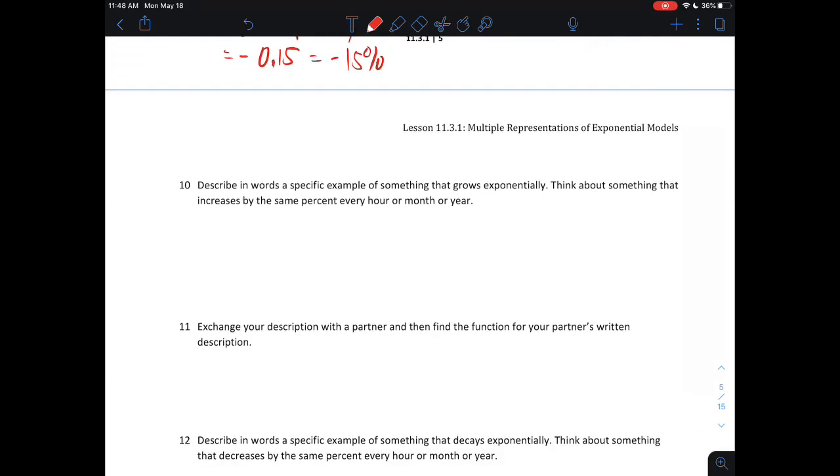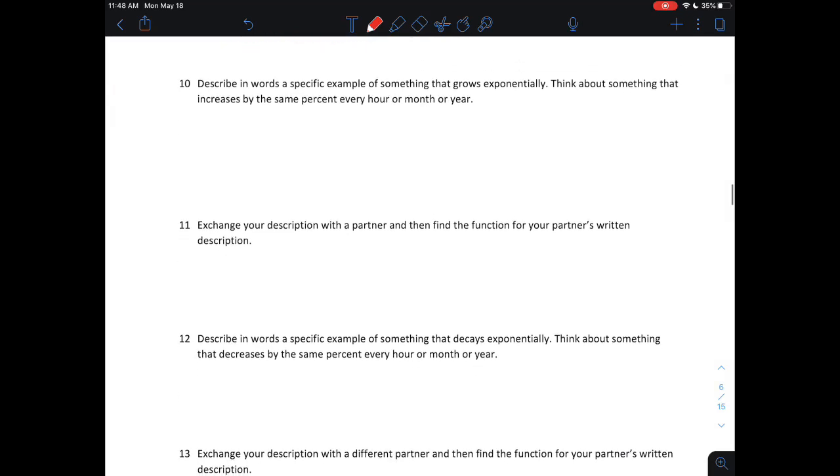So now number 10. Describe in words a specific example of something that grows exponentially. Think about something that increases by the same percent every hour or month or year. You are currently living in one of the greatest examples of exponential functions. Just think about why we are all not in class right now. A virus. That is something that grows exponentially.